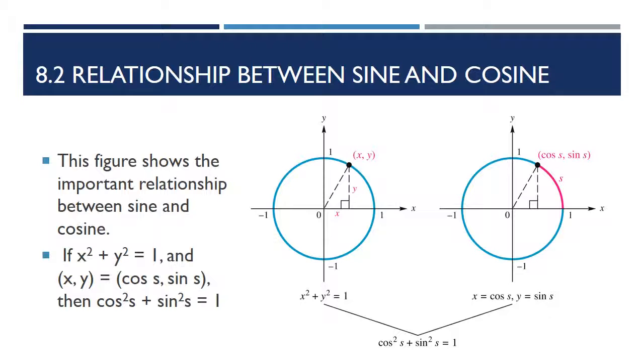This figure shows the relationship between the sine and the cosine. In both circles, we have a right triangle drawn. The triangle hypotenuse goes from 0 to the point (x, y). That hypotenuse is a radius of the unit circle, so the hypotenuse has a length of 1, and it's a right triangle. So x squared plus y squared equals 1. But remember, x is cosine of s, and y is sine of s. So if x squared plus y squared equals 1, then the cosine squared of s plus the sine squared of s must equal 1 as well.